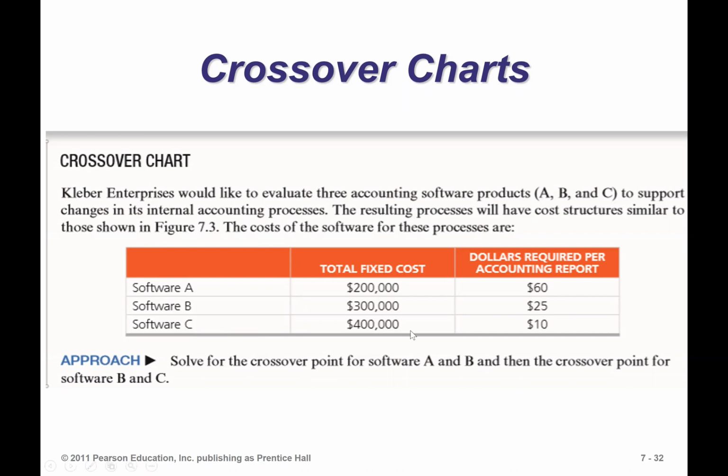So software C now, right? The total fixed cost, 400,000. Then what do you expect to happen with your cost per unit? Less, right? Because you're spending money on your equipment or your fixed cost. That's what's happening. So solve for the crossover point for software A and B, and then a crossover point for software B and C. See how we do that. Simple. It's very easy, guys.